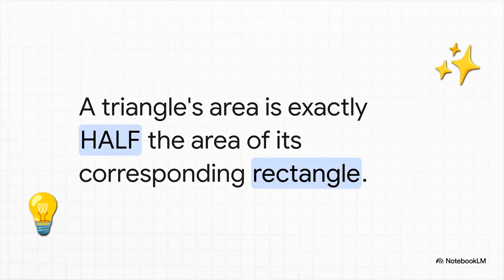And there it is. That's the secret, the big reveal. If a rectangle's area is base times height, and we just saw with our own eyes that a triangle is exactly half of that rectangle, well then its area has to be half of the base times the height. It really is that straightforward.